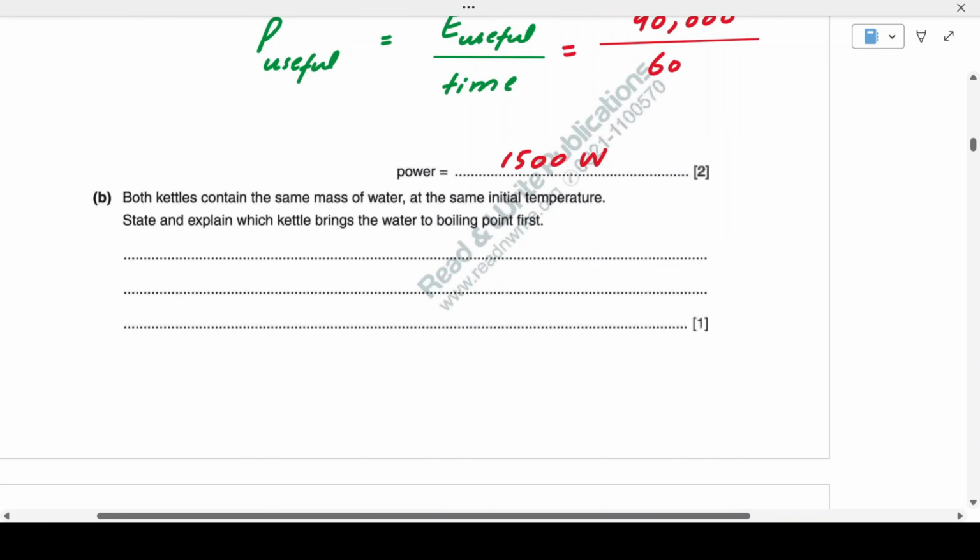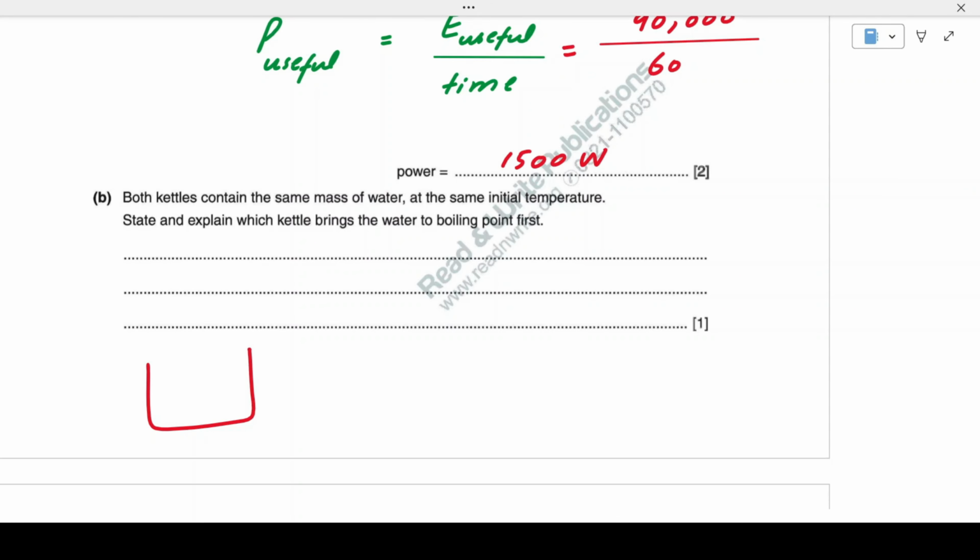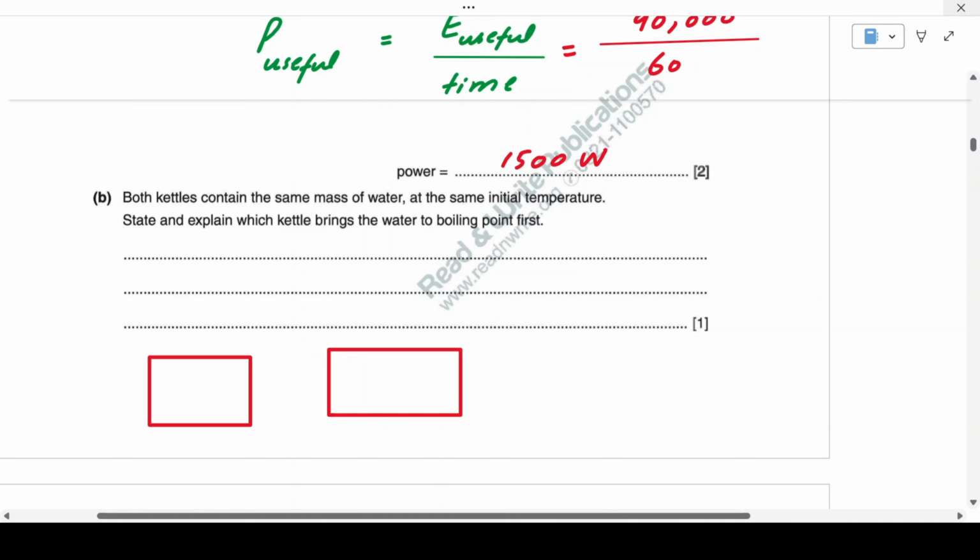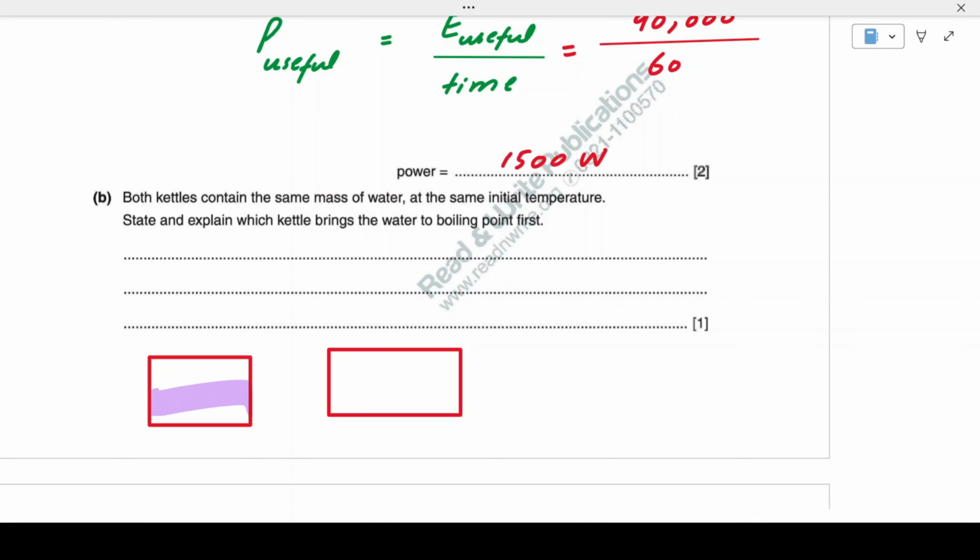Now, probably link with the thermal. Both kettles contain the same mass of water. Let's just assume the water is not spilling out. The initial temperature is also the same. Explain which kettle brings the water to boiling point first. Both have the same mass and the same initial temperature, let's say 25.